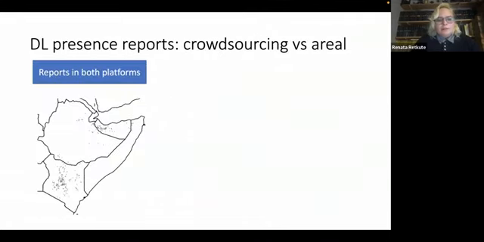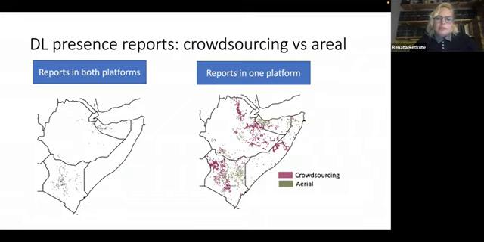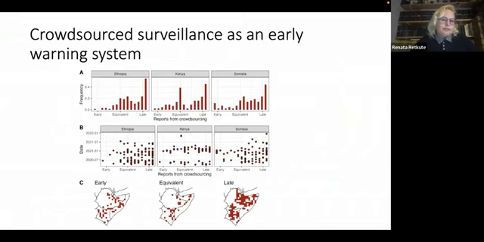So this also gives us a possibility to look at the geographical distributions between different types of platforms. For example, this shows 10 by 10 kilometer grid cells, which had reports from both crowdsourcing and aerial platforms. And this shows differences. So there are areas which get only one of the platforms, so in this case, certain areas were reported with presence of locusts only by crowdsourcing. One of the advantages of crowdsourcing could be to use this as an early warning system.